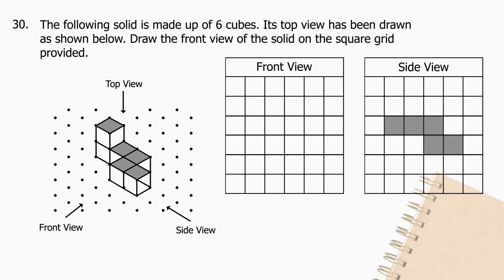Question 30. The following solid is made up of 6 cubes. Its top view has been drawn as shown below. Draw the front view of the solid on the square grid provided. The front view of the solid is shown in red.